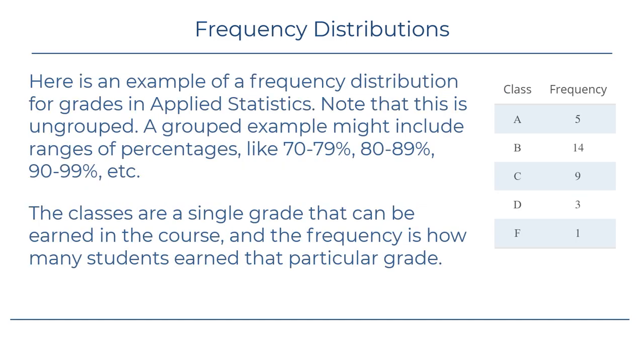For instance, here is a frequency distribution for grades in applied statistics. Note that this is ungrouped because we have a single value for each class, A, B, C, D, and F. If you wanted a grouped example, you might include the range of percentages like 70 to 79%, 80 to 89%, and so forth. The classes are a single grade that can be earned in the course, and the frequency is how many students earned that particular grade.